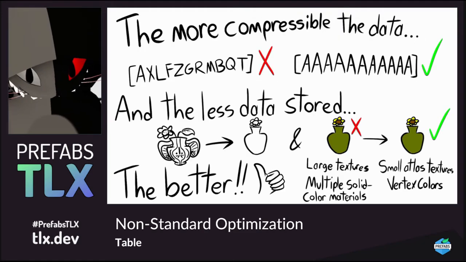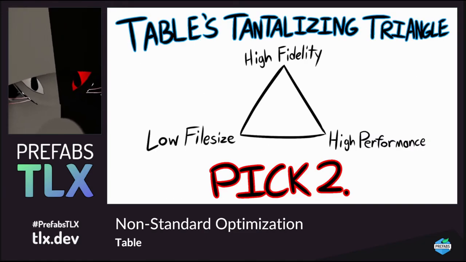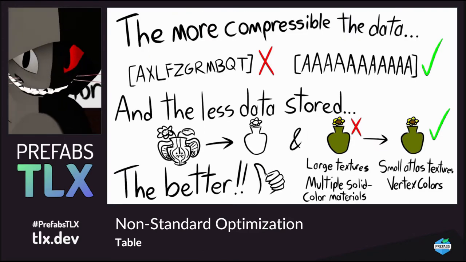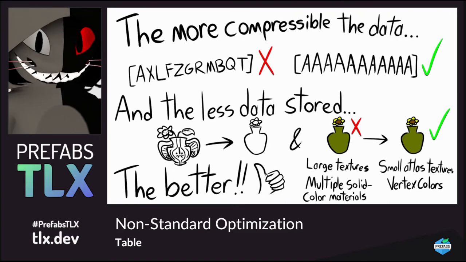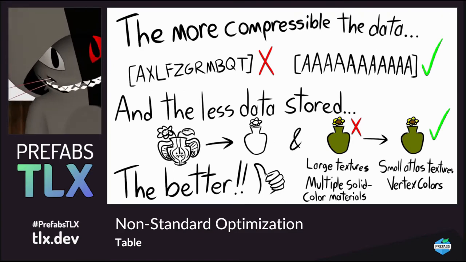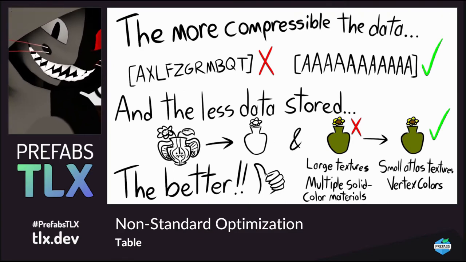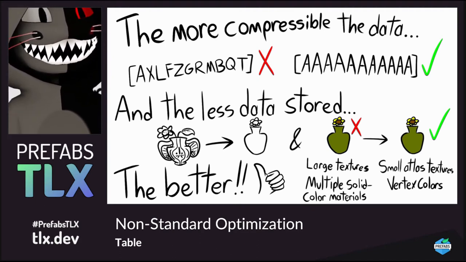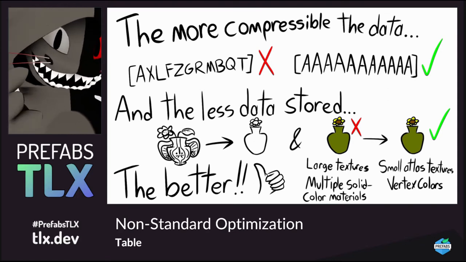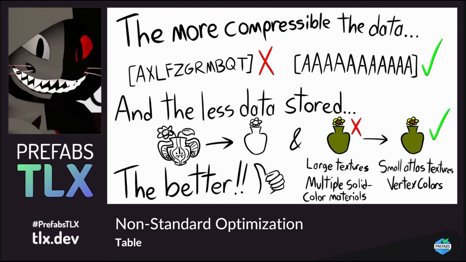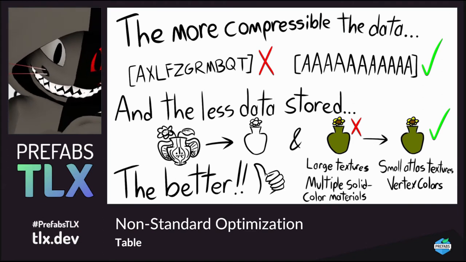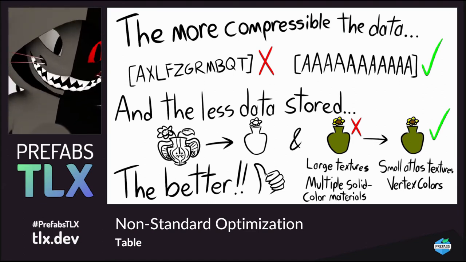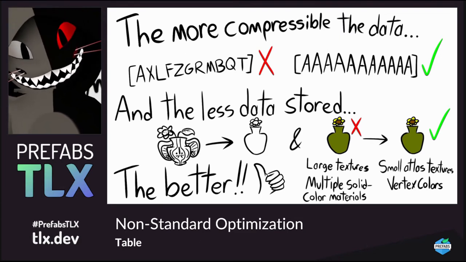Cool. I'm going ahead of myself. I'm doing everything wrong. Woo! The more compressible the data, the better. The less data stored, also better. Generally, the idea here is that if you can make your data more compressible and not compromise your artistic integrity, you should. If you can put some level of detail towards something that makes more sense, you absolutely should. If you're making a cool vase, then do the cool things in ways that don't take up a whole bunch of data, ideally speaking.